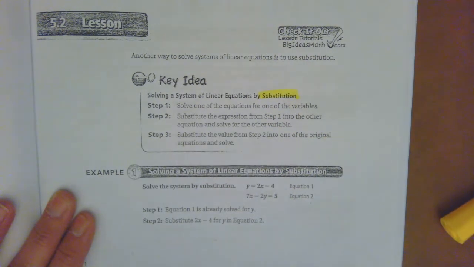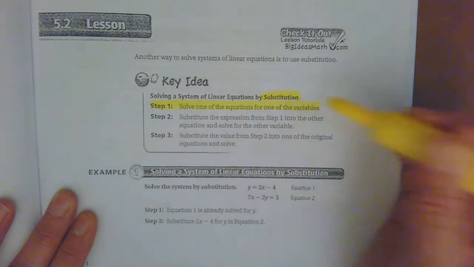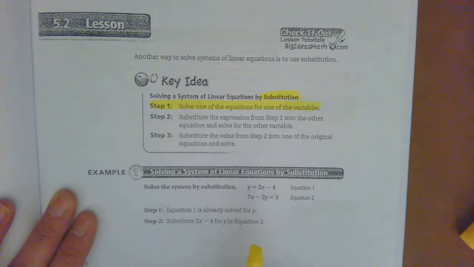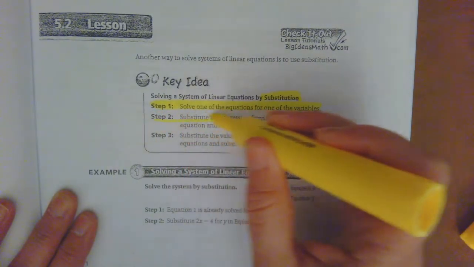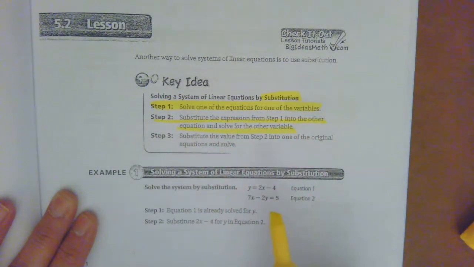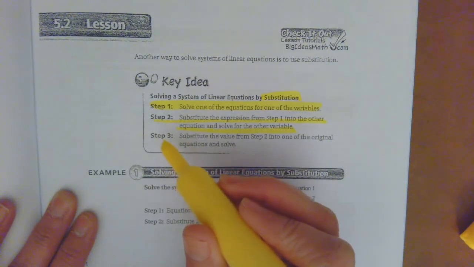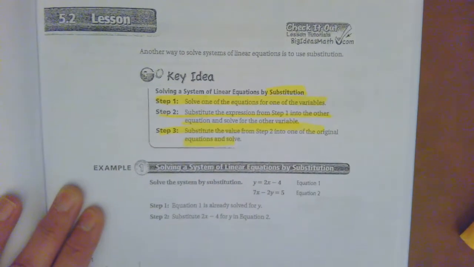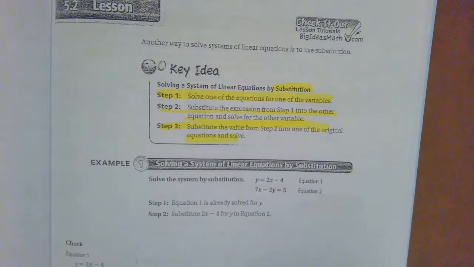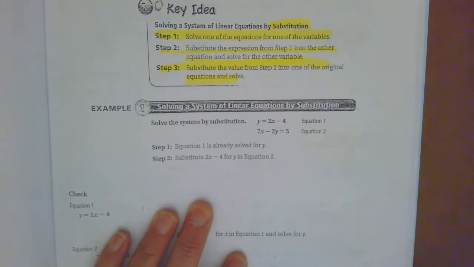Okay, so we have 3 steps. First, you're going to solve one of the equations for one of the variables. And then after you get that solution, you're going to take that and substitute it into the other equation and solve for the other variable that you didn't solve for yet. And then number 3 is substitute the value from step 2 into one of the original equations above. Now, the steps alone sound a little confusing, but it is actually very simple. So we're going to work through some problems and try these together.